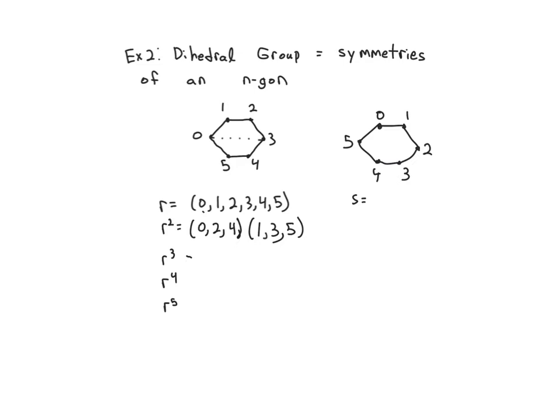R cubed is a 180-degree rotation, so we should see 0 go to 3. If we skip count by 3s, 0 does go to 3, and vice versa. Similarly, 1 does go to 4, and 2 does go to 5. Looking at this skip counting idea, 1, skip count by 3, you go to 4. Skip count by 3 again, you go back to 1. Similarly, 2, skip count by 3, you go to 5. Skip count by 3, you get back to 2.